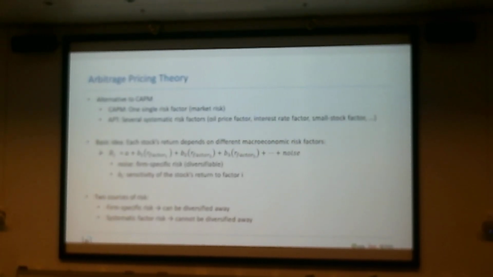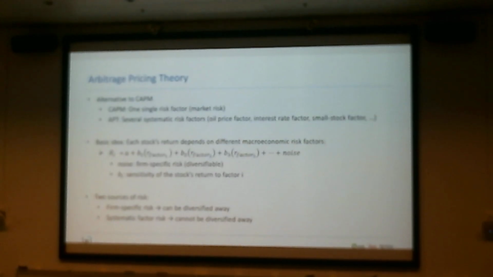Okay, so the basic idea is quite simple. It says that each stock's return depends on different macroeconomic risk factors. So we have the return on the left-hand side, and then we have a constant, which is specific to this firm, and then we have all the different factors. And these B's give us the sensitivity of the stock's return to a certain factor. And then, of course, we have some idiosyncratic noise, because every company still has idiosyncratic risk, like a lawsuit or something like that.